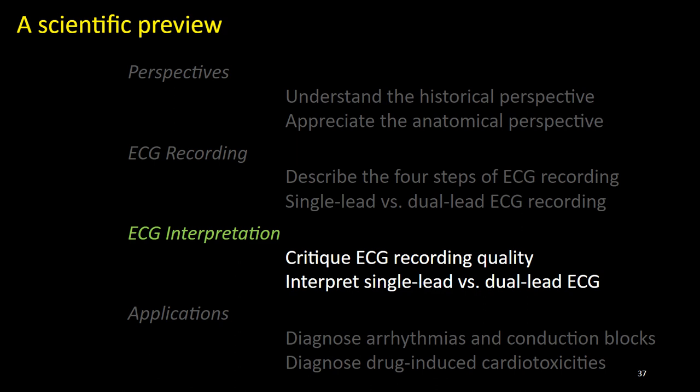But we are not home free yet. We are now ready for the most challenging yet most rewarding step, ECG interpretation. But first, let's discuss how to improve recording quality. The recording quality depends on signal-to-noise ratio. That means the higher the signal-to-noise ratio, the prettier the ECG trace. This means that we need to reduce noise and increase voltage signal amplitudes.